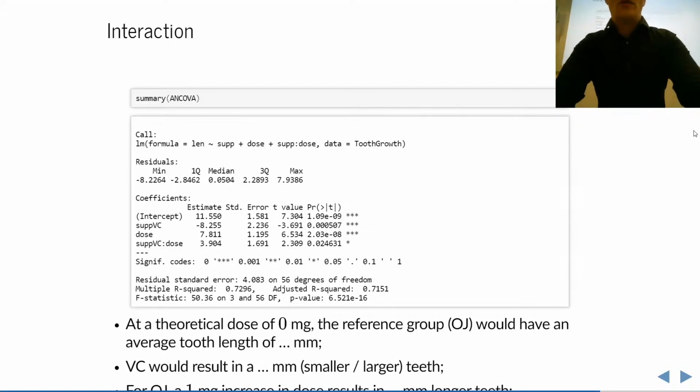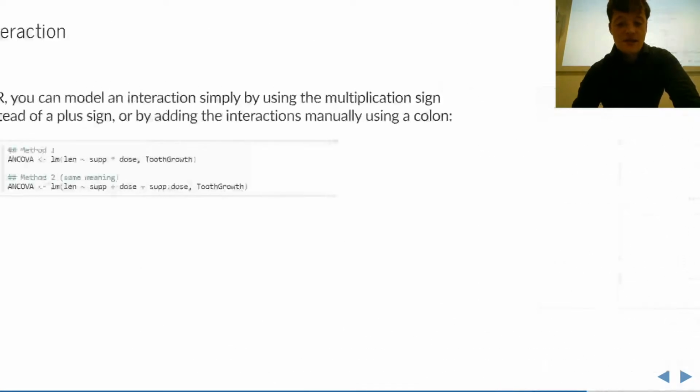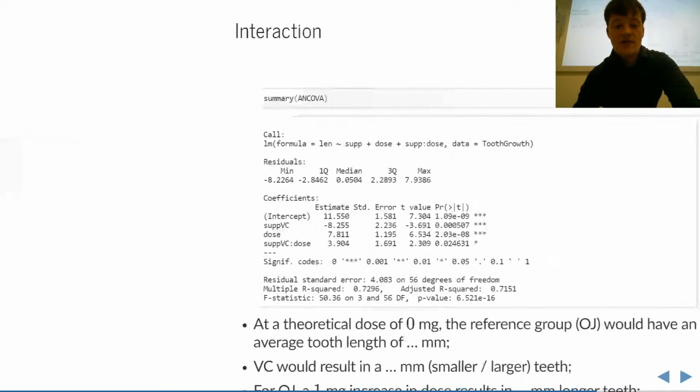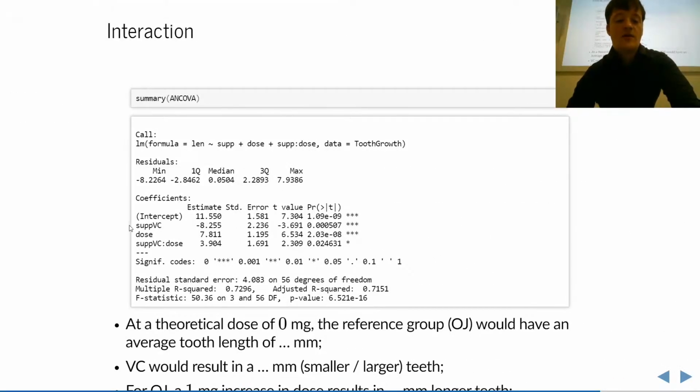Okay, what does the output look like? That's why this one is a bit easier to understand, the lower one, because these are exactly the variables that we're going to see in the output. Namely, we have an intercept, we have an effect of supplementation type vitamin C powder, we have an effect of dosage, and we have an interaction between vitamin C as a supplementation type and the dosage.